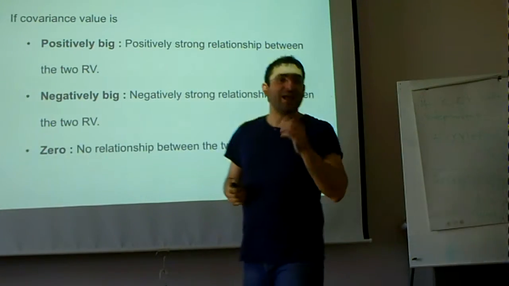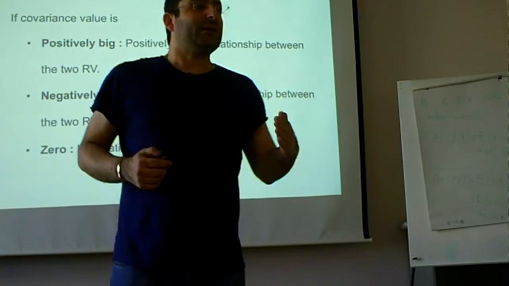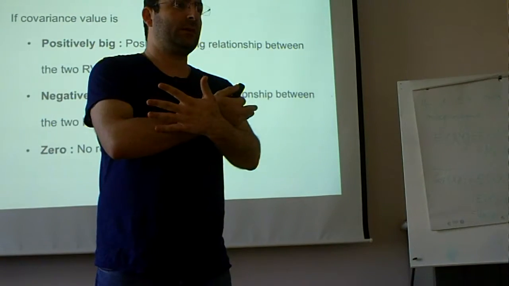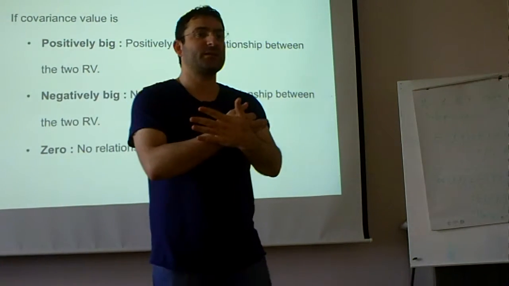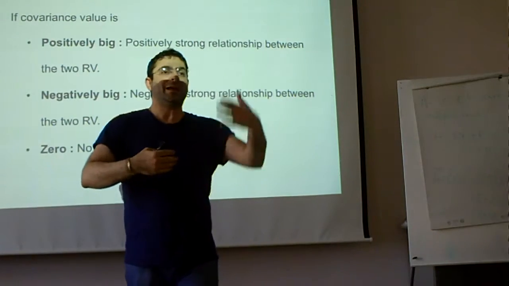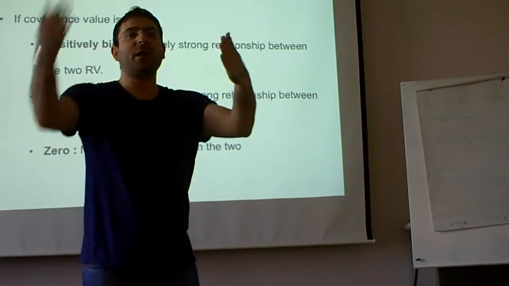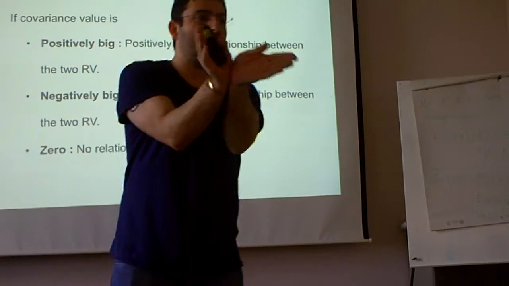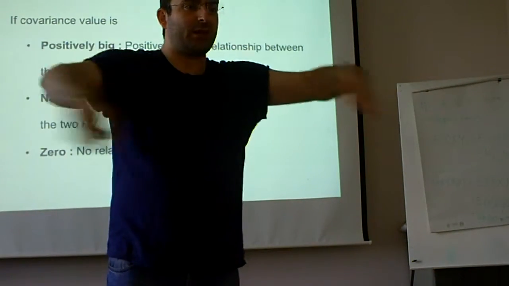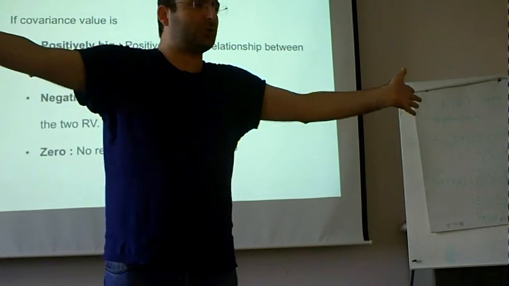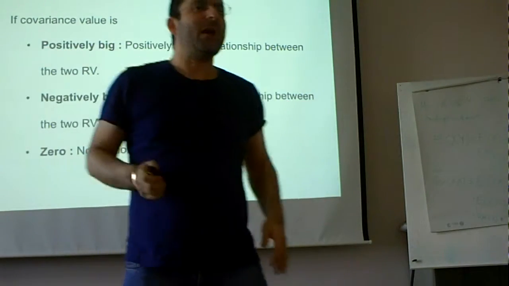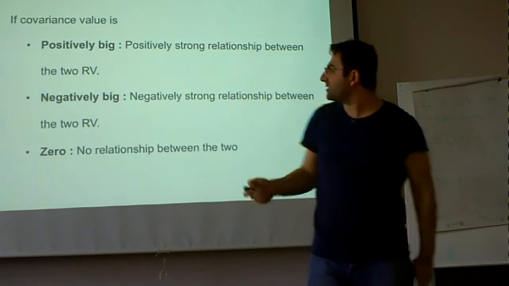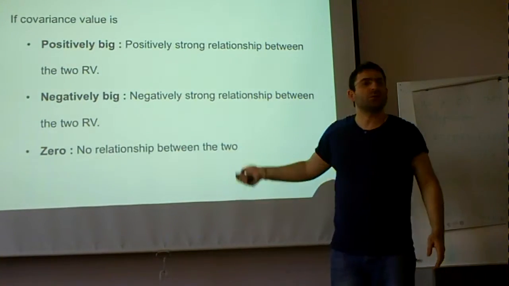Negatively big means that, again, they are related in an opposite order. It's similar to, if this happened, the other event will happen in the opposite direction. It's like we have two cars which are going in the same line, but in totally different directions.